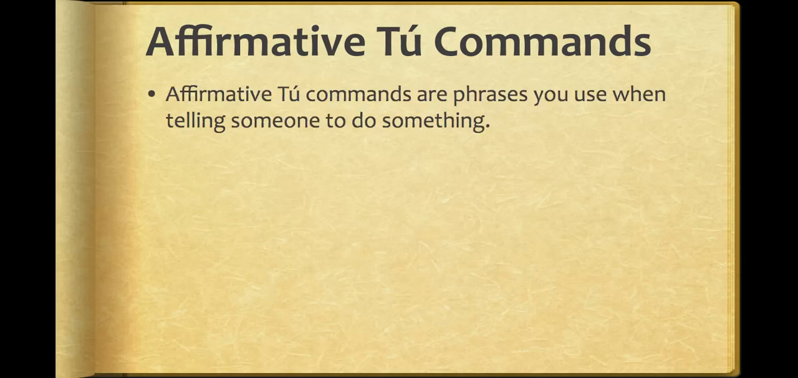Affirmative tú commands are things like if your mother says, clean your room, set the table, do your homework, take out the trash. These are all considered commands. So affirmative tú commands are phrases you use when telling someone to do something. Since they are tú commands, you can only use them with people that you would use the tú form with. So for example, you can't give your mom, who would be usted, an affirmative tú command. It's pretty much a parent to kid or even teacher to student. If I said, get out your notebooks, take out a pencil, those are all also commands.